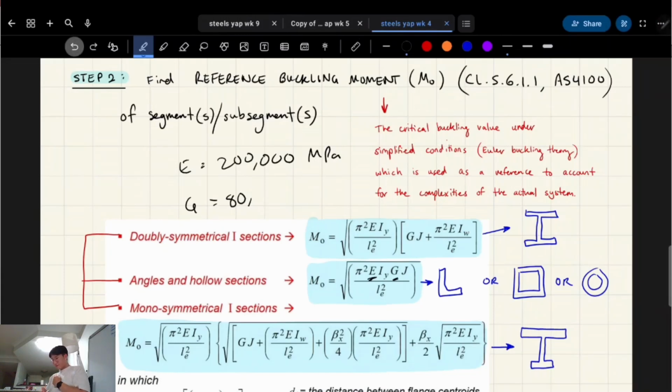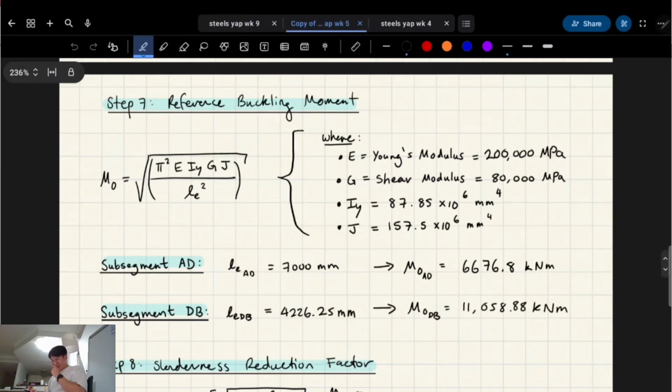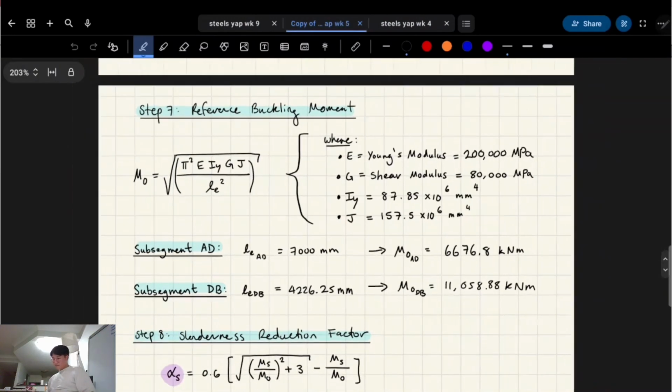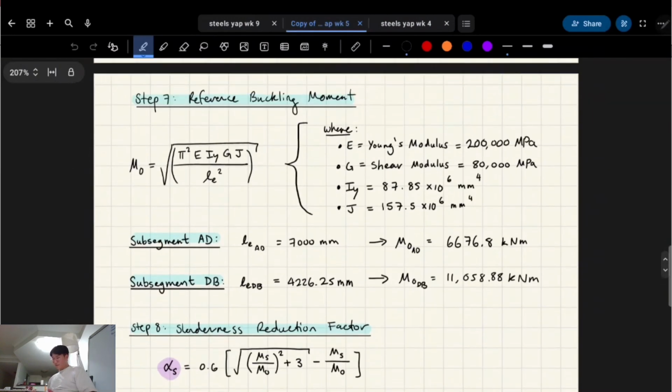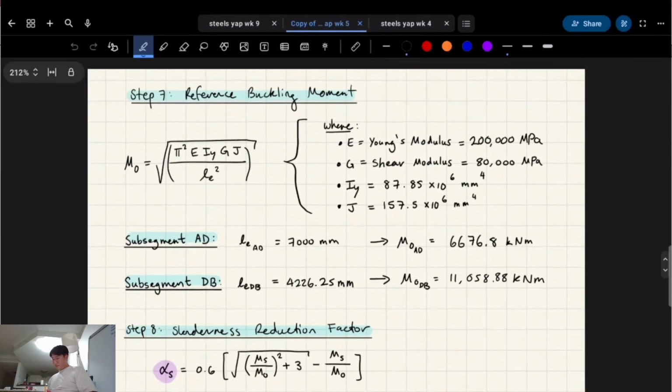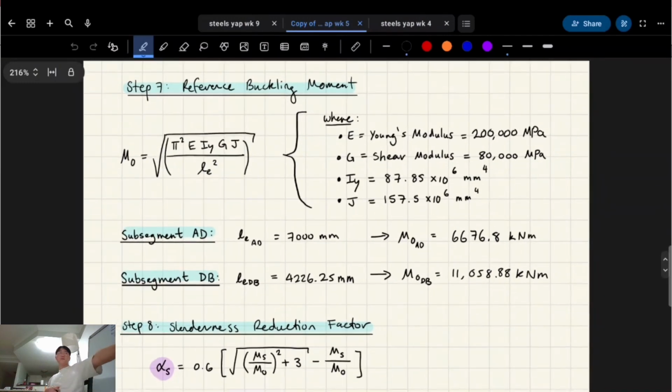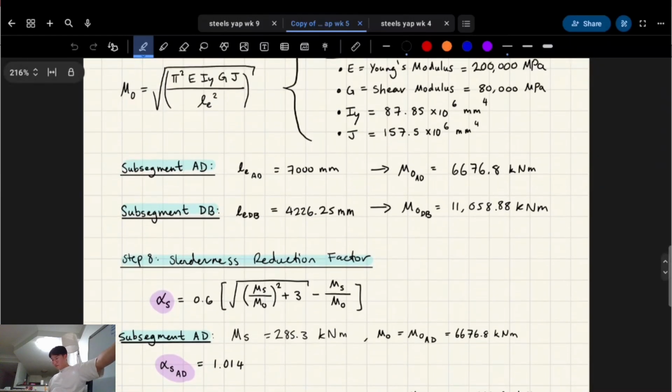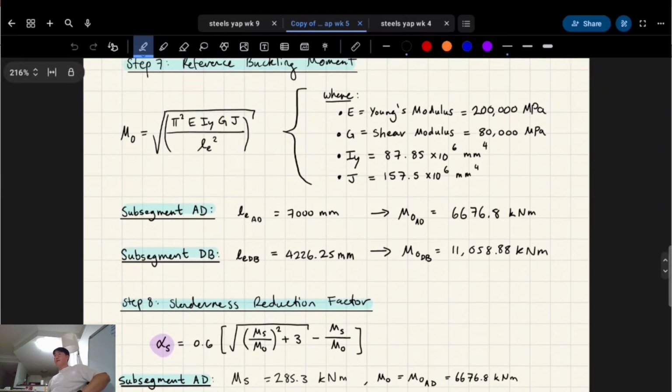I'm just gonna rub this out because this is my good copy of the notes. Okay. But yeah, does that make sense? So we still have to calculate both these reference buckling moments, right? For the subsegments, because we're still gonna need alpha S for both subsegments. So here I've calculated that alpha S is only for subsegments. And for a segment, alpha S is just 1.